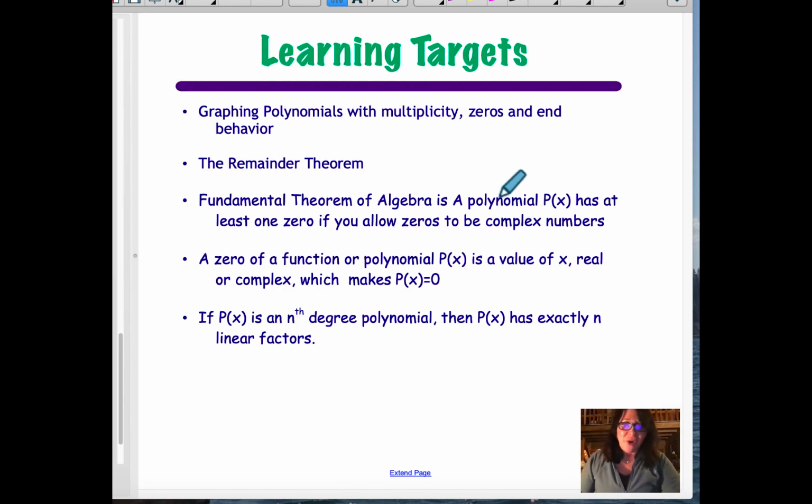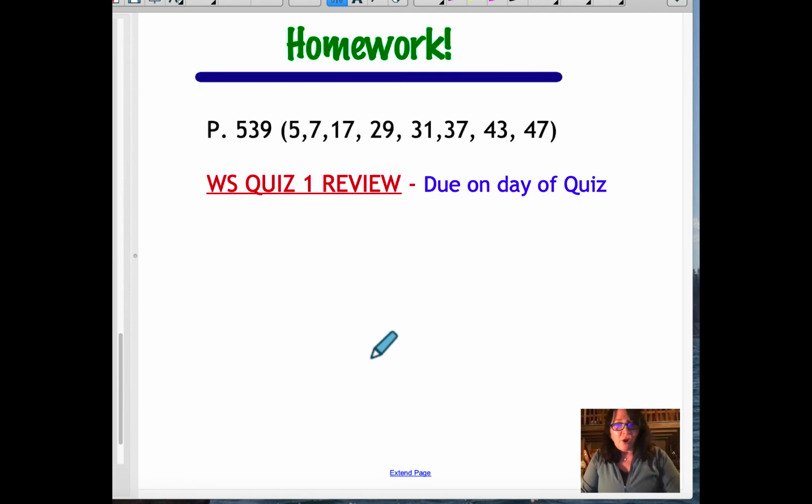Okay, so graphing polynomials with multiplicity, these were all the things that we've done. We just touched on those today. There's a review, and our homework is page 539. These are the problems. There's what, 8 problems? And then you have a quiz review. That's due on the day of the quiz.